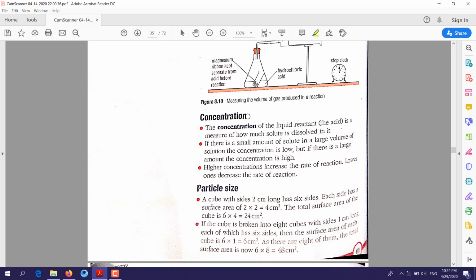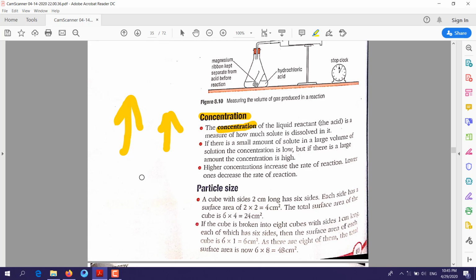Firstly, we will talk about concentration. What do we mean by concentration? It means how much matter, how many particles this object has. A chemical reaction in general happens when the particles start to collide with each other. When the concentration increases, what will happen to the rate of reaction? The rate of reaction also increases.